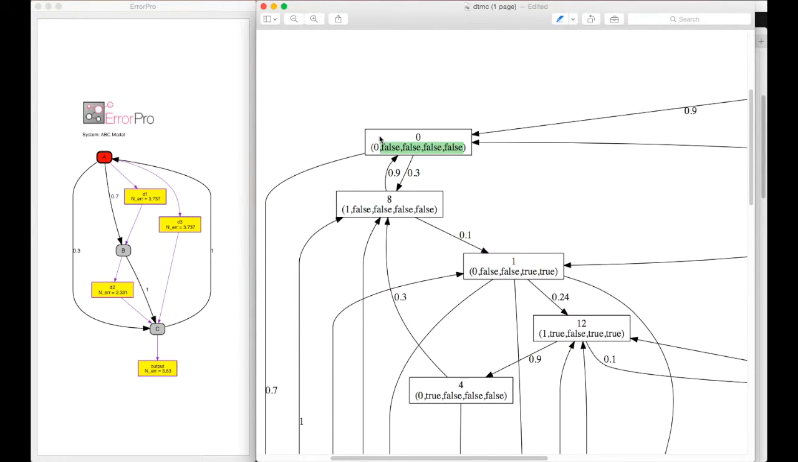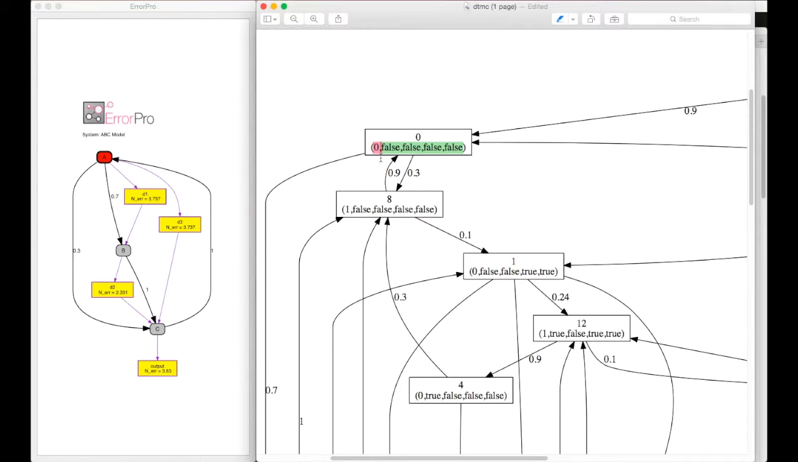The right part, highlighted in green, represents the state of the data, in which of four data slots we have errors at the moment. False means no error, true means an error. The left part, highlighted in red, represents the state of the control flow. It shows the ID of the element which has been executed.